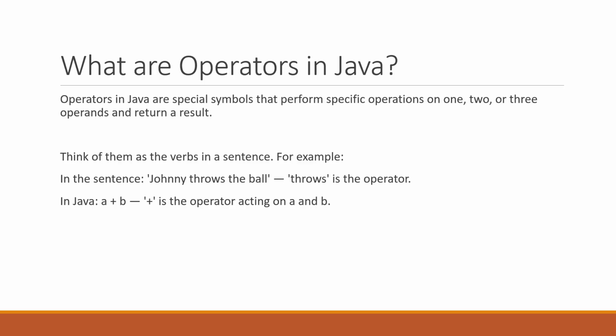Operators in Java are like verbs in a sentence. They perform actions on values called operands and return results. For example, in the sentence "Johnny throws the ball," throws is the operator. Similarly, in Java, in A + B, plus is the operator that adds the values of A and B.